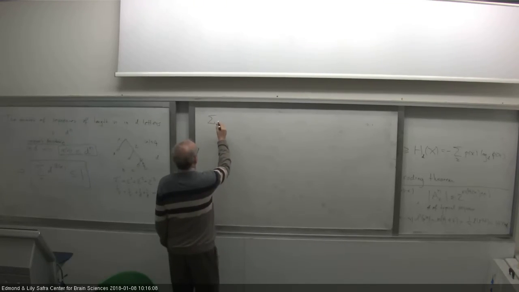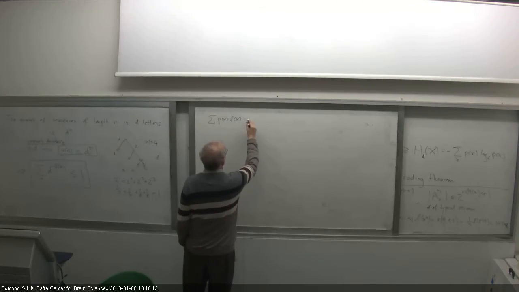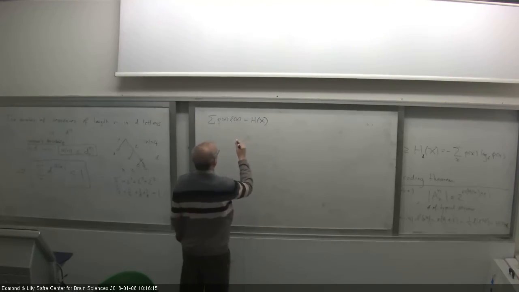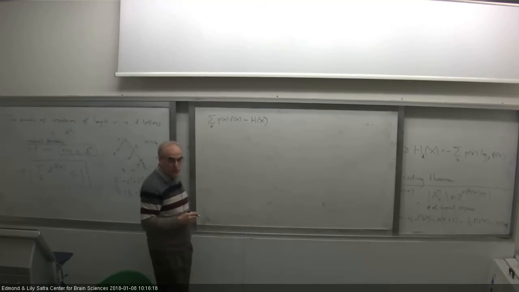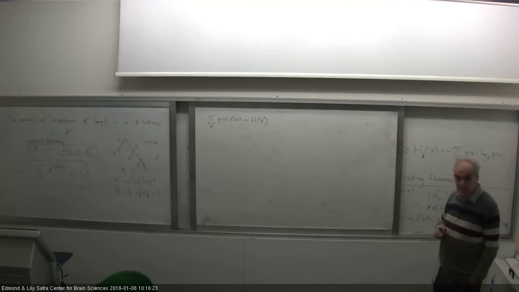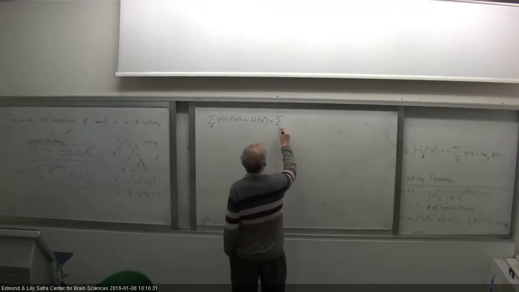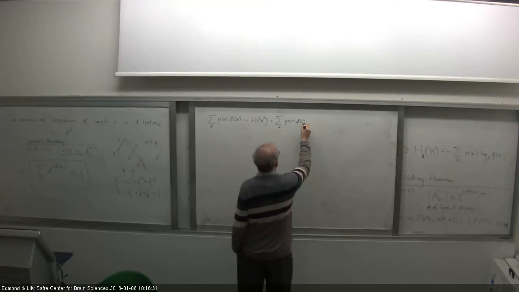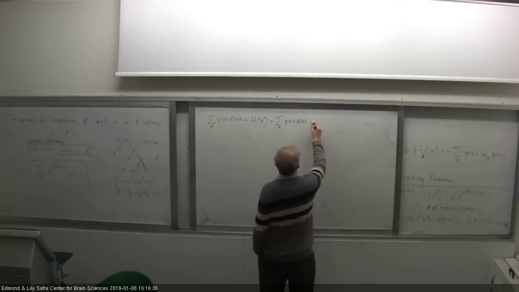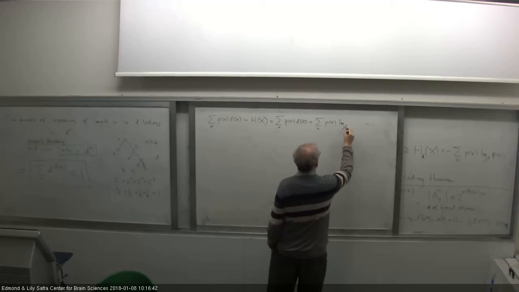So let's write this difference: the sum of p(x) l(x) minus the entropy. And I'm going to prove that this is non-negative. This is what I want, okay? So what is this? This is the sum over x of p(x) l(x) plus the sum over x of p(x) log base d of p(x), okay?